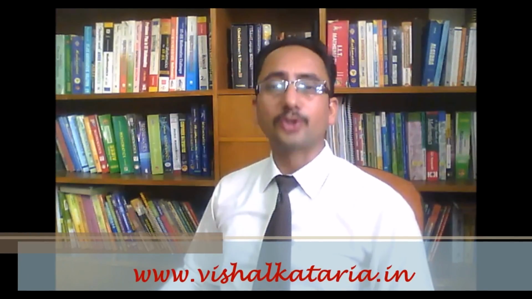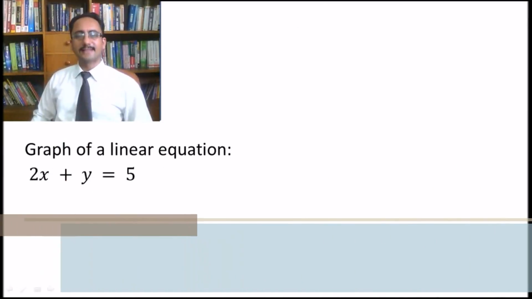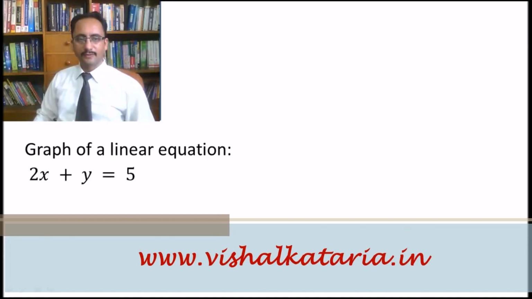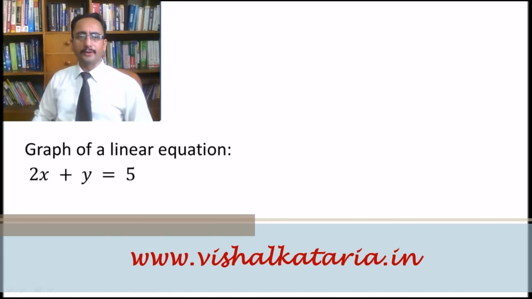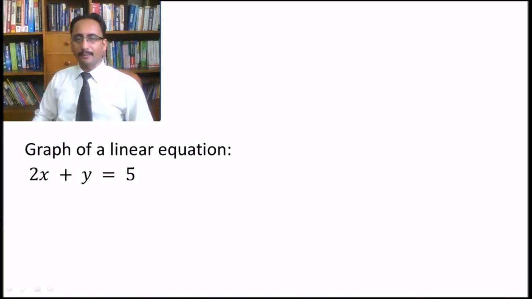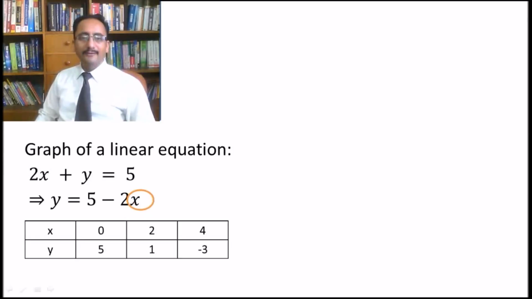Before discussing the solutions of linear equations, let's try to understand the kind of graph which we obtain from a given linear equation. Let's start with an example. Here we have the equation 2x + y = 5. To plot its graph, step number 1 is to find the value of y in terms of x, where y = 5 - 2x. If I take different values of x, I will get the corresponding values of y. So I will take three such values.